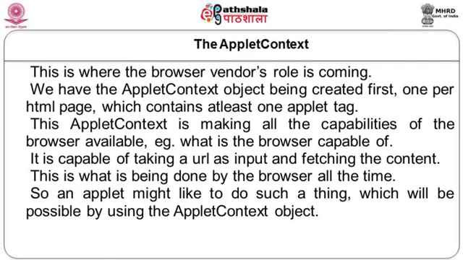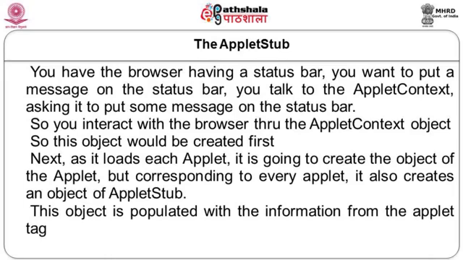This is mainly for making all the capabilities of the browser available. For example, what is the browser capable of? It's capable of taking a URL as an input and fetching the content for us. That's what is being done by the browser all the time. An applet might like to do such a thing, and that should be possible through the AppletContext object. Or the browser has a status bar, and you want to put a message on the status bar. You talk to the AppletContext, asking it to put something on the status bar. So you interact with the browser through the AppletContext object. Such a component exists, and this object would first be created.